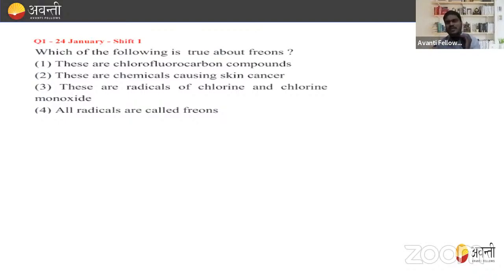So this is a memory-based question, very simple. Freon means chlorofluoro compound. The option which says they are chemicals causing skin cancer: no. They are radicals of chlorine and chlorine monoxide: no. All radicals are called freon: no. So which is the correct option? These are the chlorofluorocarbons, CFC. So freons are chlorofluorocarbons. Try to remember this.